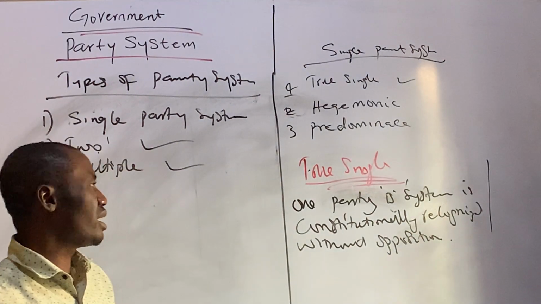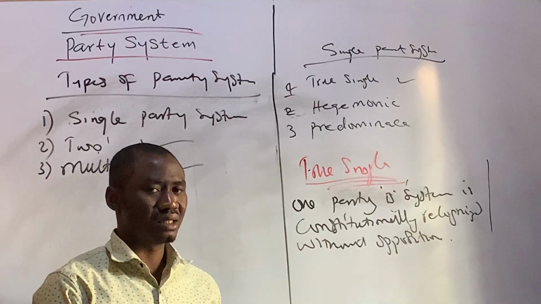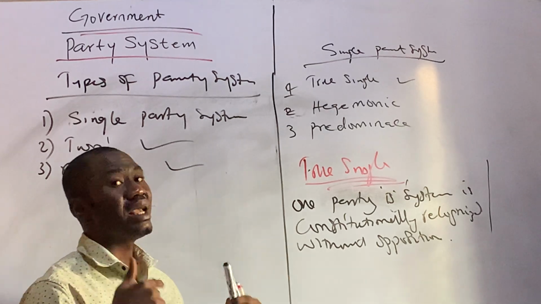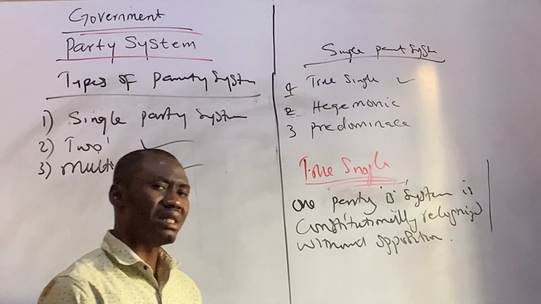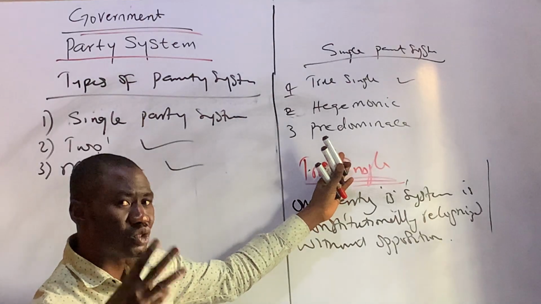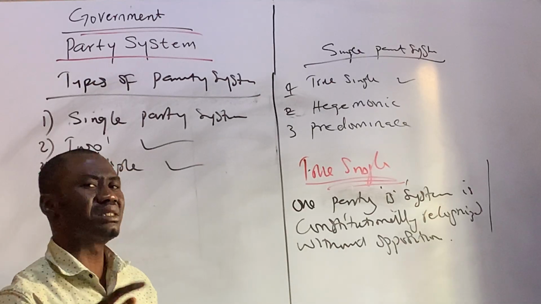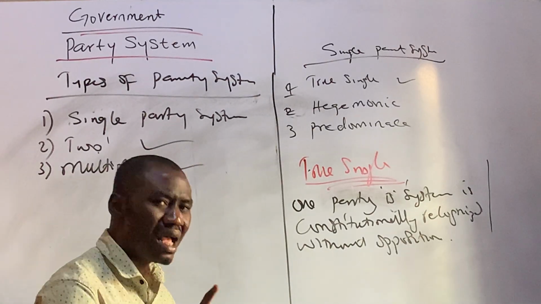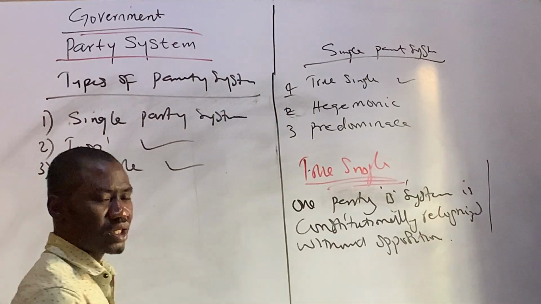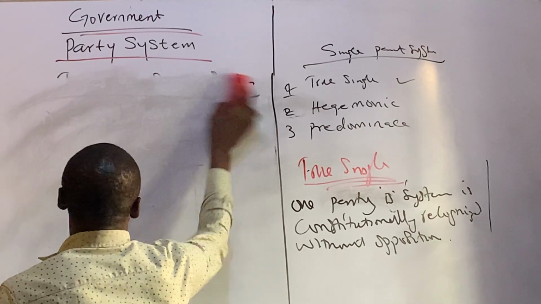So you just need to understand the concept. I told you that party system is a structure that is put in place to control how political parties compete for power in a democratic country. The party system is divided into three: the single party system, two party system, and multiple party system. The single party system is also divided into three: the true single party system, hegemonic, and predominance. For the true single party system, only one party is constitutionally recognized, and there is no opposition party in that structure. Now, we want to look at the other one, which is the hegemonic.